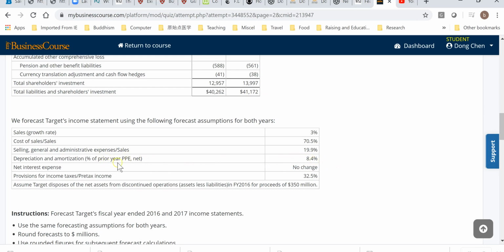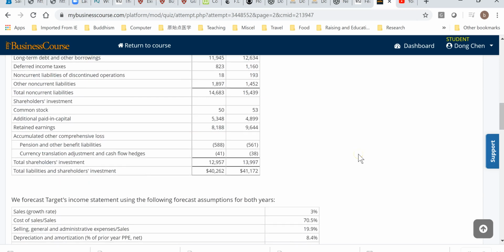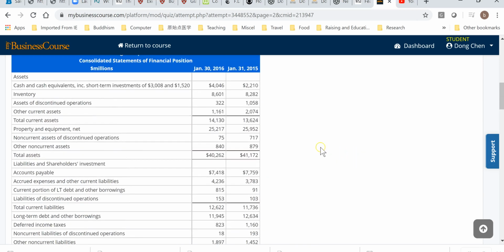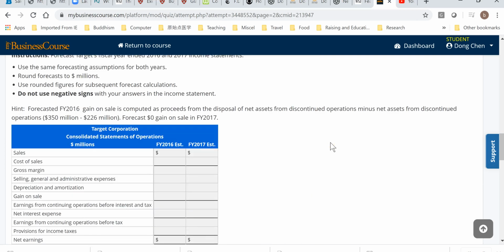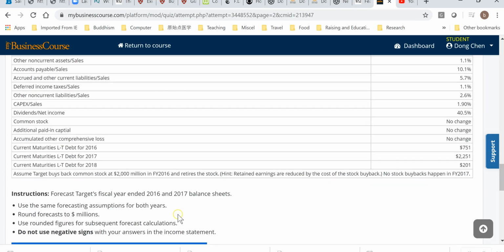So for this prior year PPE net for the starting year, fiscal year 2016, we can use this number 25,17. But after that, we need to figure out the new net PPE, and then we will need the capital expenditure number. And how do we get the capital expenditure? We can use this assumption: capital expenditure divided by sales will be 1.90%. So given the forecasted sales, we can also figure out the capital expenditure.